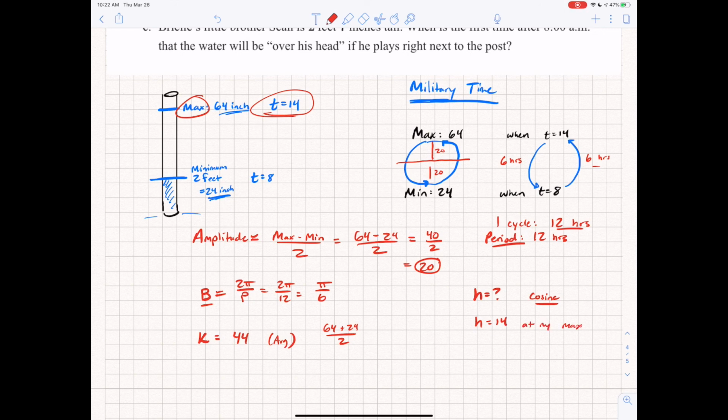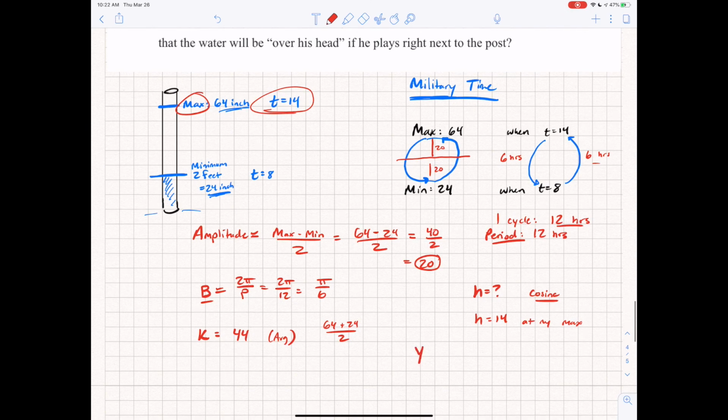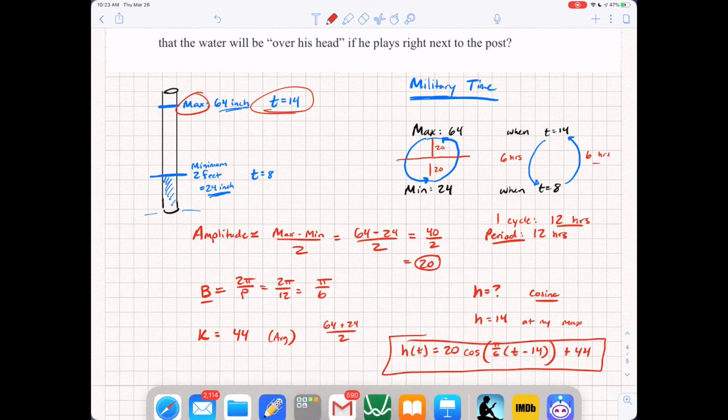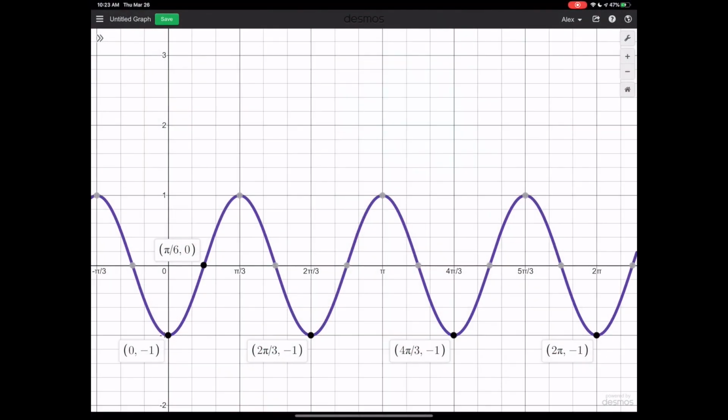So now my model, I could write it as H of t is equal to 20 cosine my B, which is pi over 6, times t minus 14 plus 44. Here's my answer to part A. Now to check this, what I could do is I could go to Desmos. Let's plug this in.